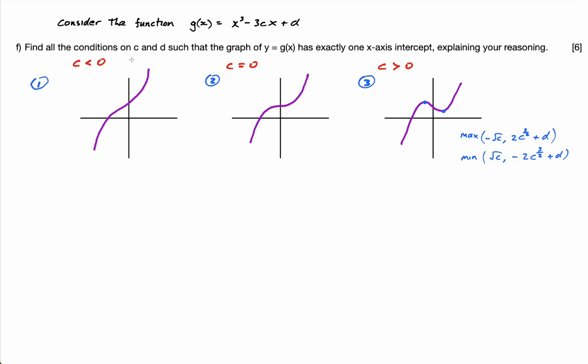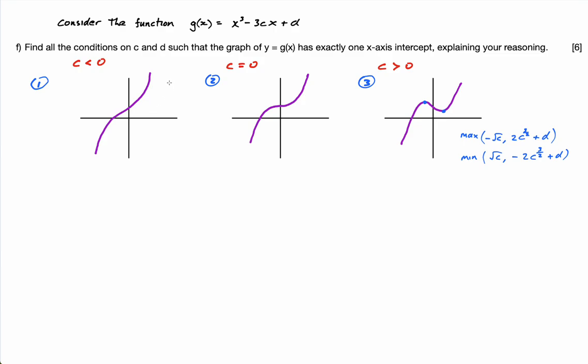So if C is less than 0, no matter what the D is, no matter how much I move it up or down, obviously this goes on to infinity and negative infinity. So no matter how much I move it up and down, this graph will always have one x-intercept. This is the graph that has no turning points, and it doesn't have this stationary point like this guy does here. So no matter what D is, even if D is 1,000,000 or negative 1,000,000, this guy will have one x-intercept. So that's the first one.